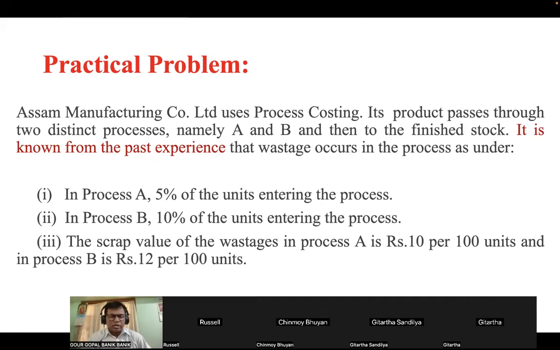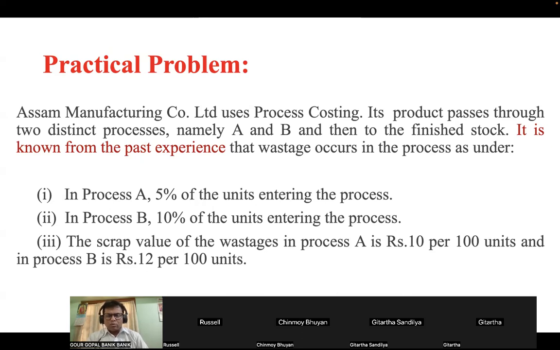In process A, 5% of the units you start with, or entering the process, are always lost. If it is more than that, that will be abnormal. Please remember. And in process B, 10% of units entering the process always come as wastage. This is also, we know it, normal loss. And if it is more than that, we should treat that as abnormal loss.